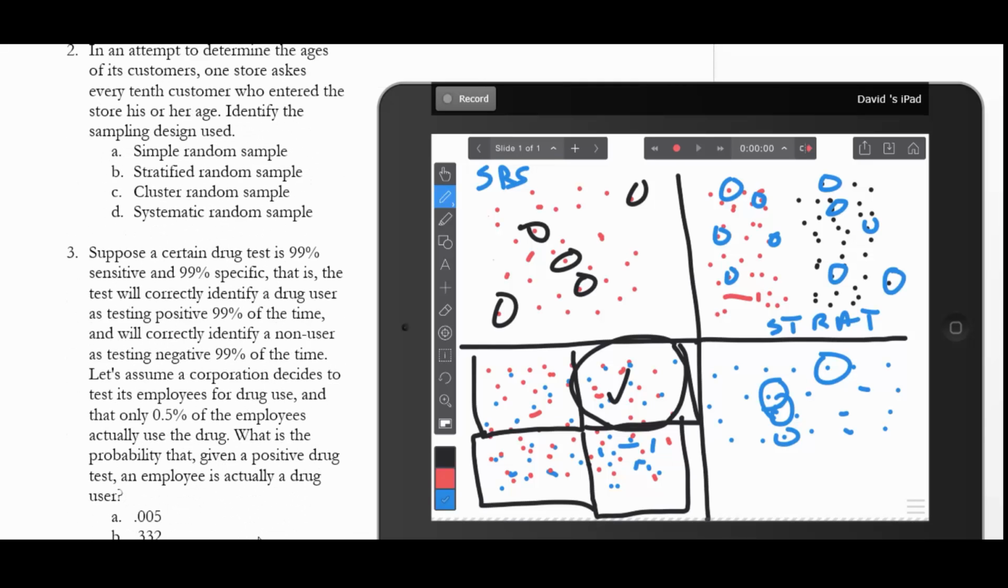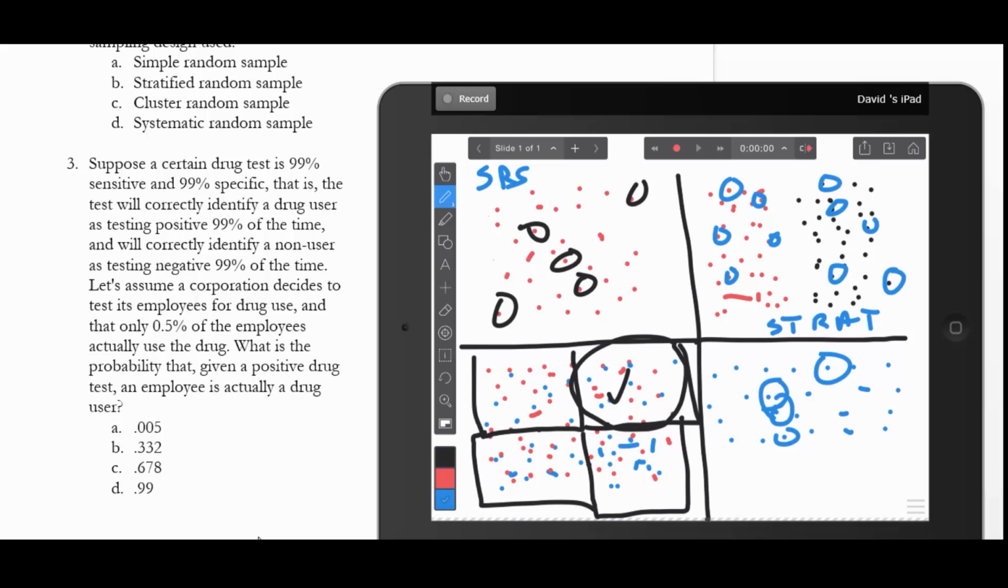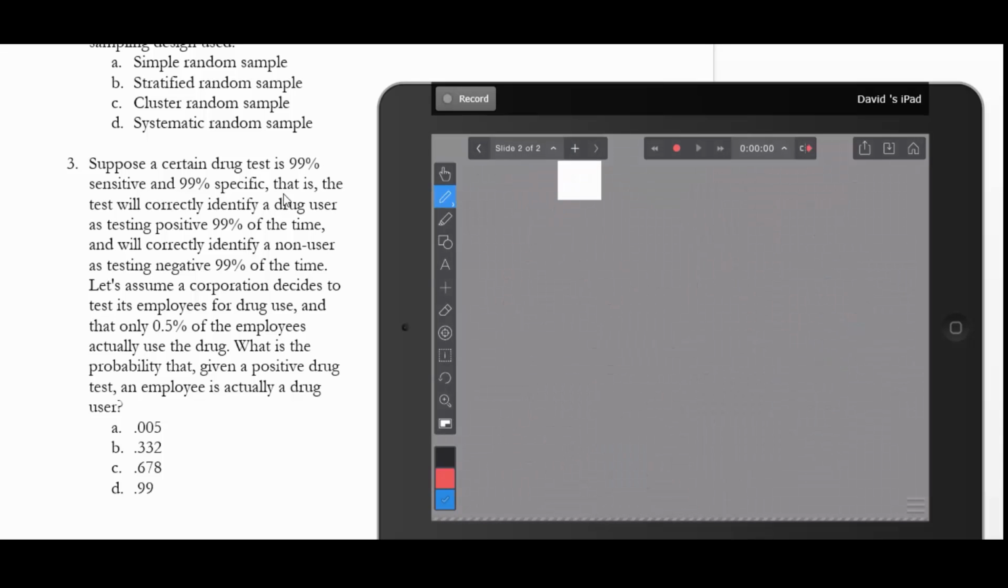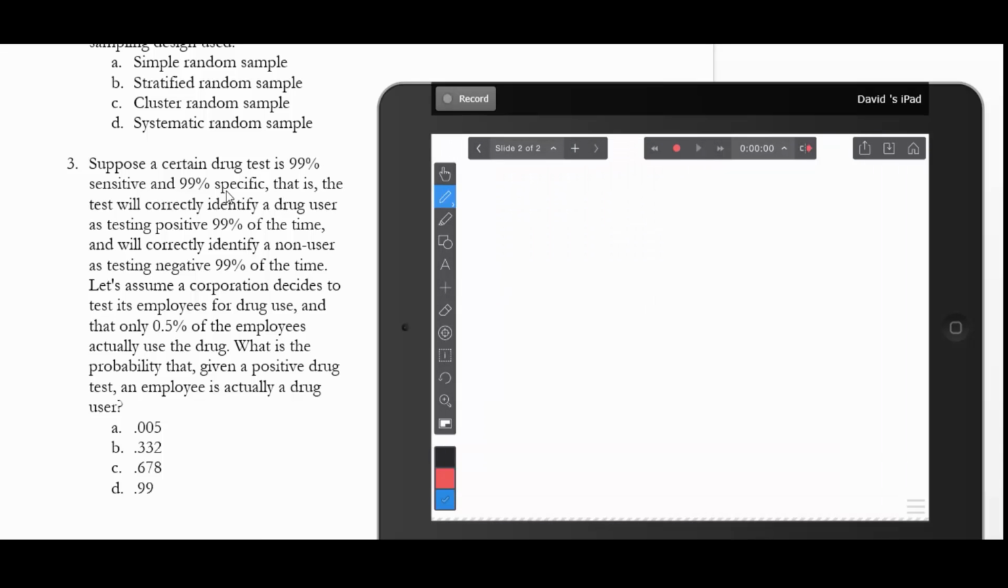Okay, so in the next one, we have a drug test that's 99% specific. That is, it will correctly identify a drug user testing positive 99% of the time. It also will identify a non-user as testing negative, that means correctly 99% of the time. And so we're going to test employees for drug use, and 0.5% of the employees actually use the drug.